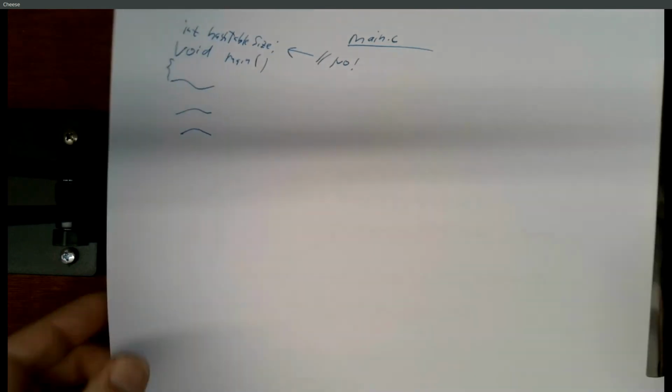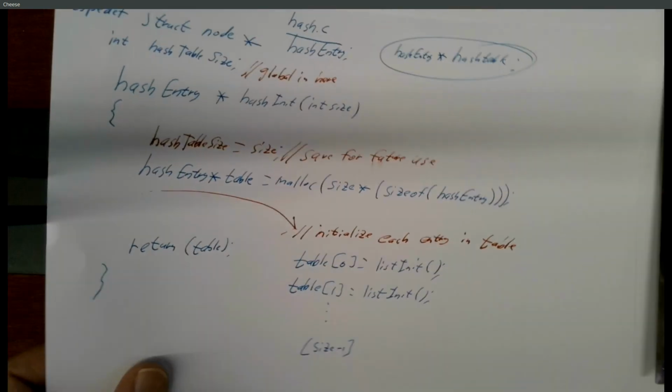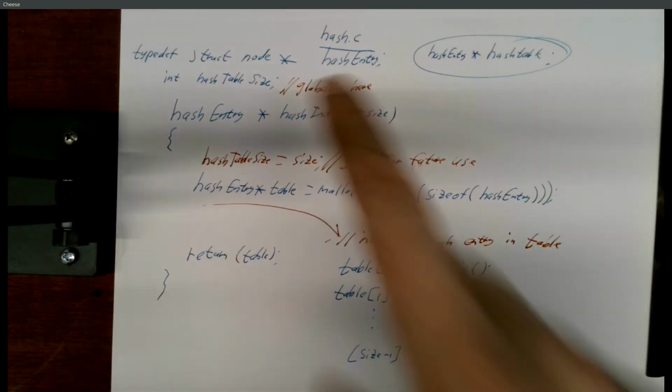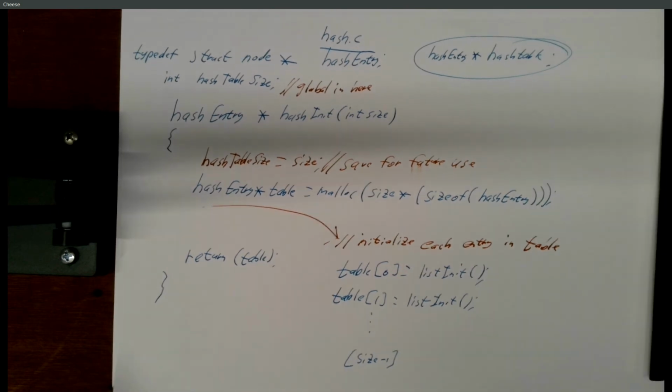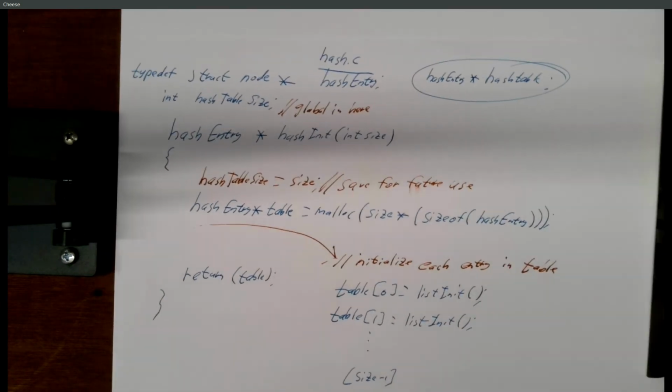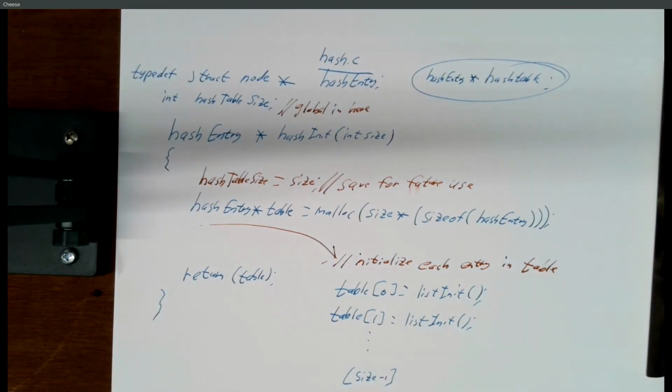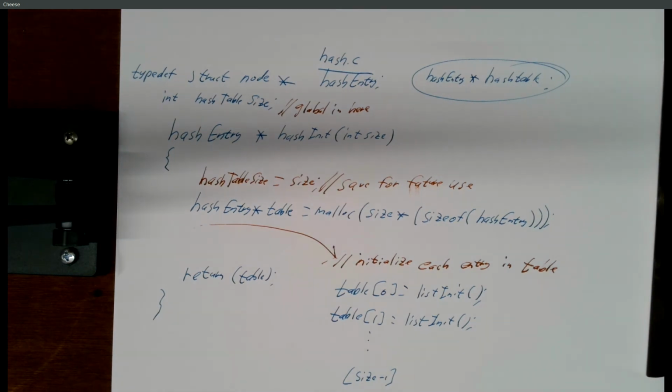And to use it, they can just say things like hash entry star table equals hash init, parentheses 100. And it will take care of remembering that the hash table is 100, and when they call show me the load of each cell, it'll automatically iterate through 100 cells and show them the load in each one and so on and so forth, without having to have some magic global variable that the user has to define in their main program.